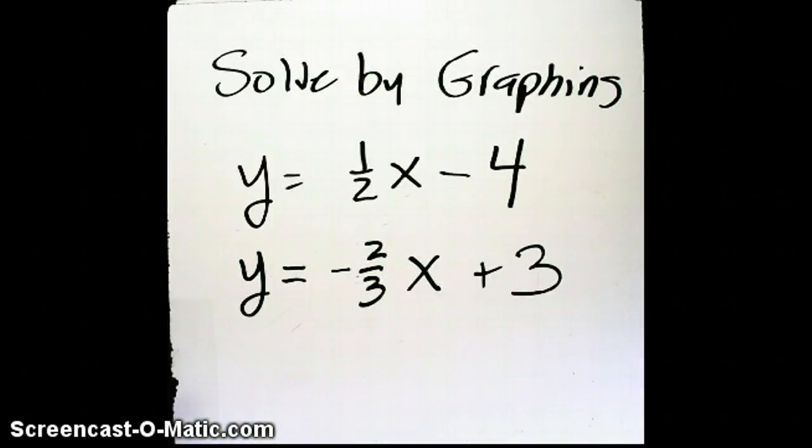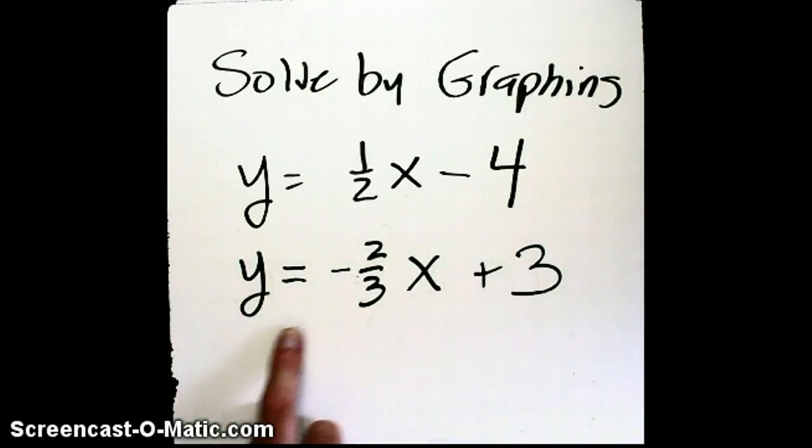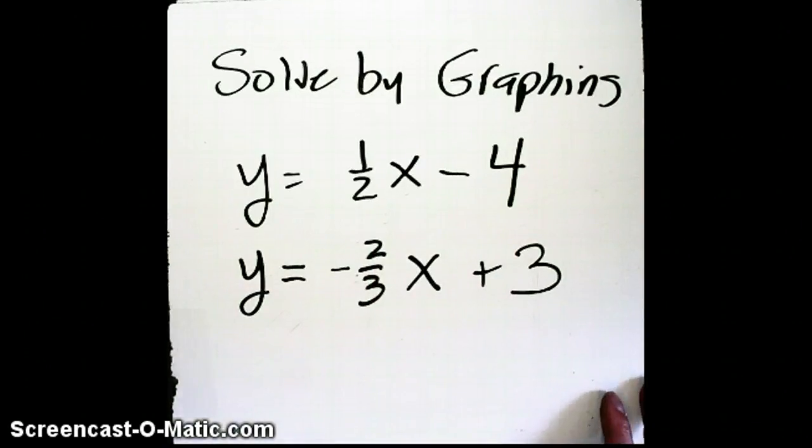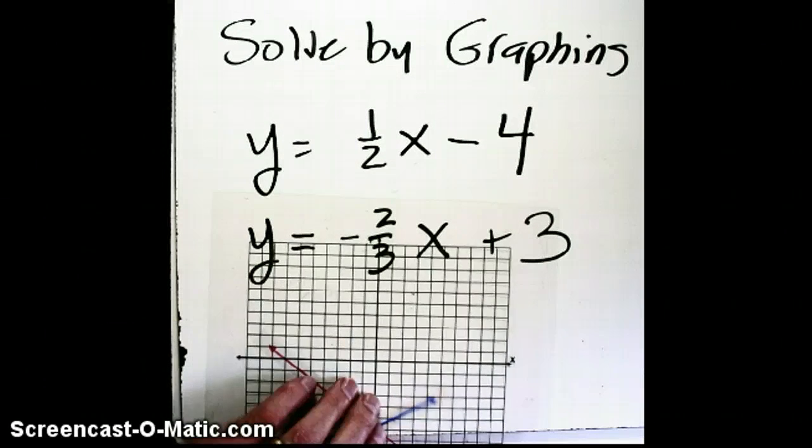Now what I want to do is I want to solve this system by graphing. Well, that's easy. y equals 1/2 x minus 4. I could graph that. y equals negative 2/3 x plus 3. I could graph that. Well, let's see. How would we graph those? Well, if I could move this up just a little bit and put my coordinate plane back on here.